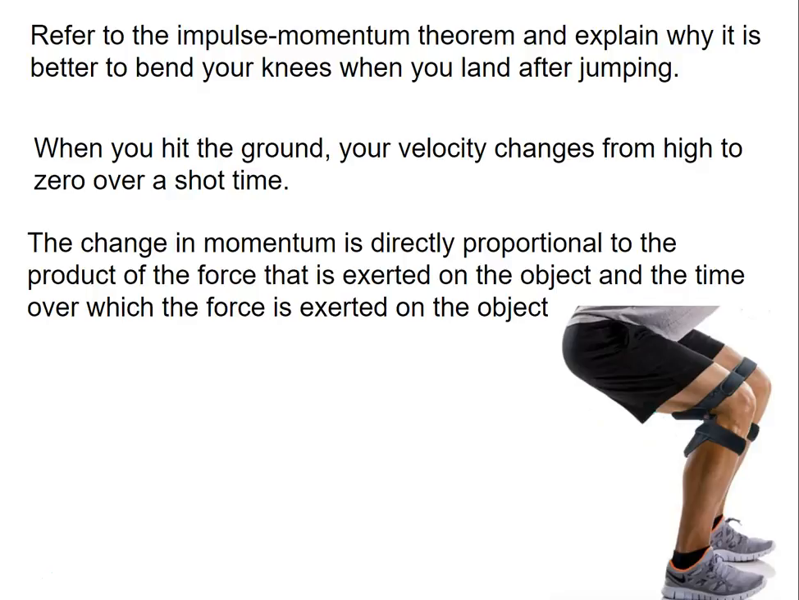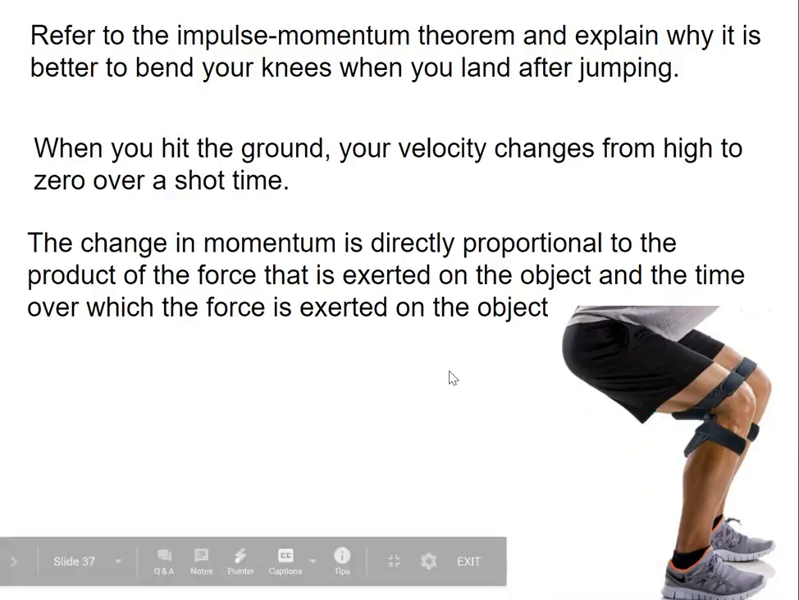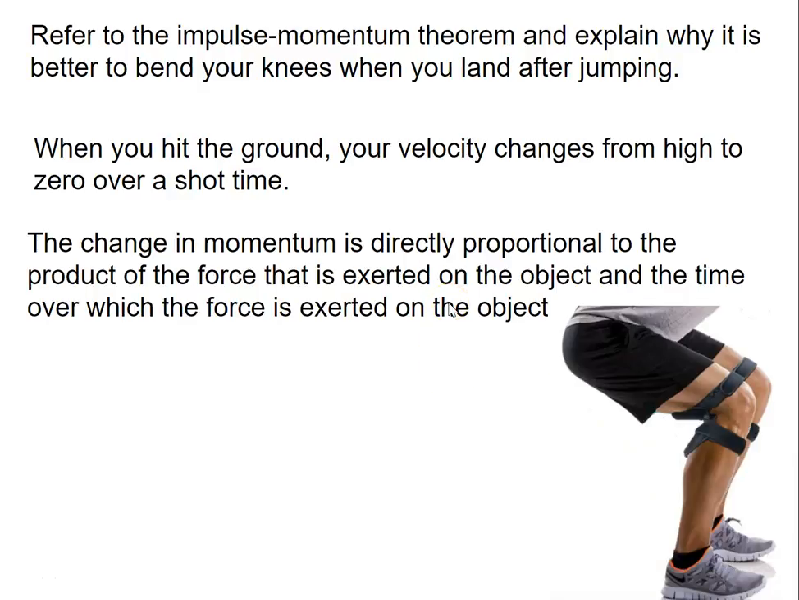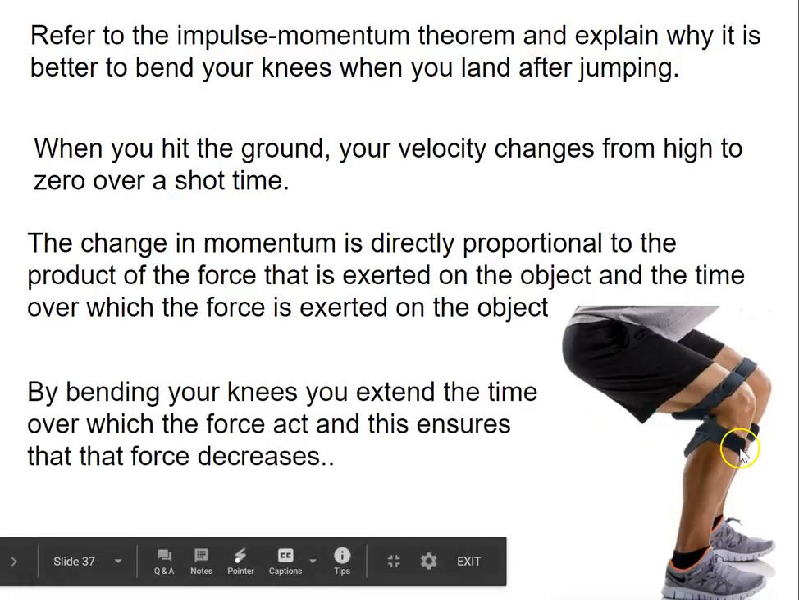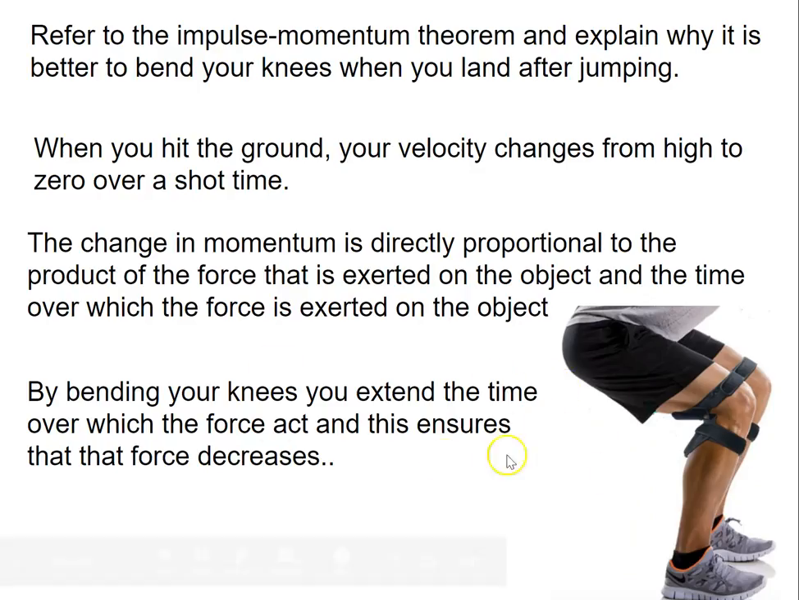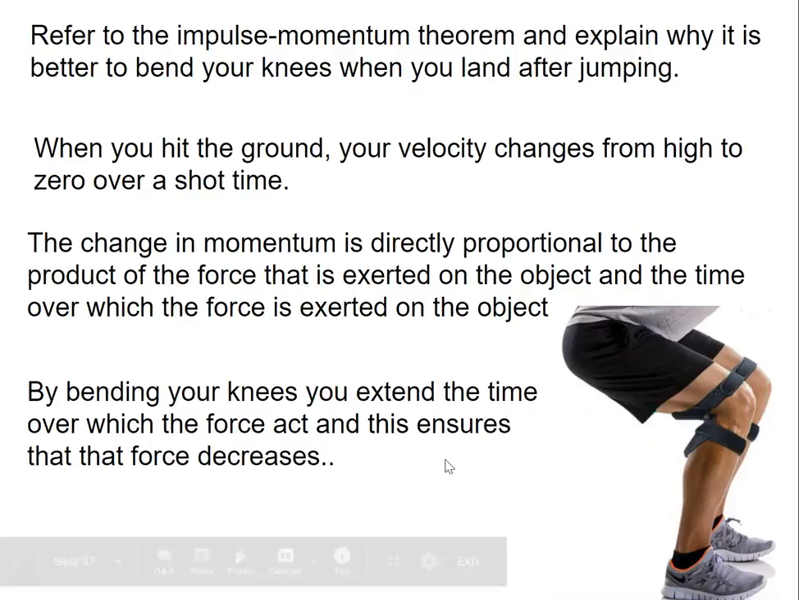The change in momentum is directly proportional to the product of the force that is exerted on the object, so the force, and the time. So all that I'm saying here is F delta t is equal to the change in momentum. Sorry for that. Okay, by bending your knees, you extend the time over which this force acts. So therefore the force that is going to act on you is going to become less, and therefore the chances of you hurting yourself will also become less.